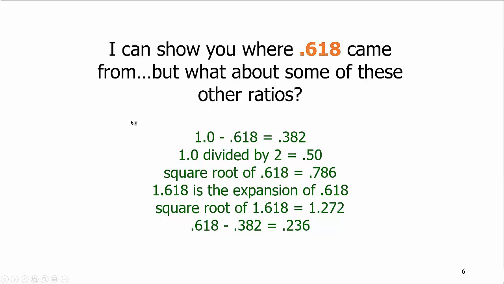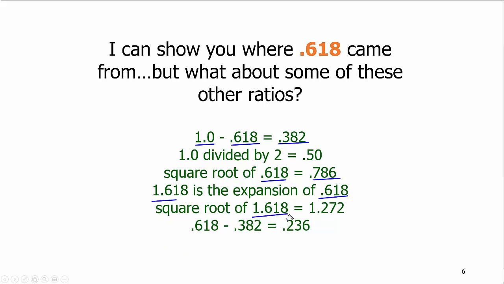But as far as the other ratios, what do they have to do with anything? Well, they are all mathematically related. For example, 1 minus 0.618 is going to give you the 382 that you see all the time. The square root of 618 is going to be 786. Just goof around with that on your calculators. 1618 is the expansion of 618.